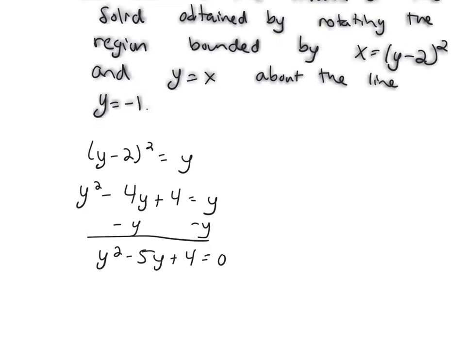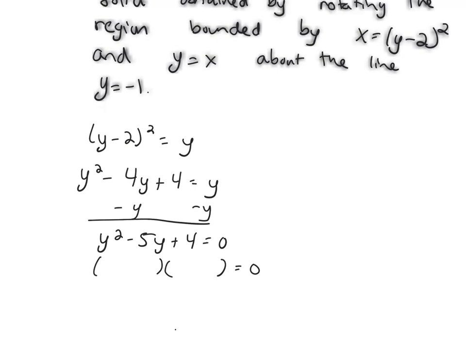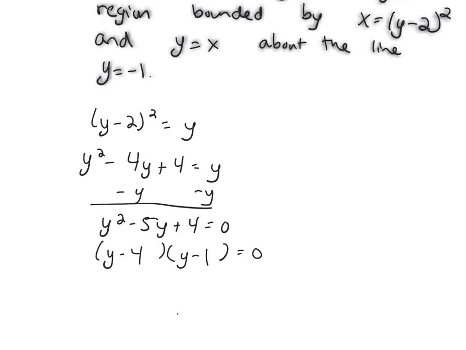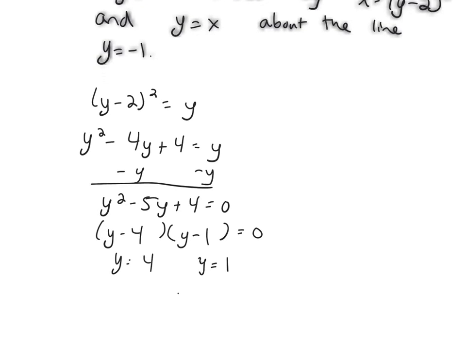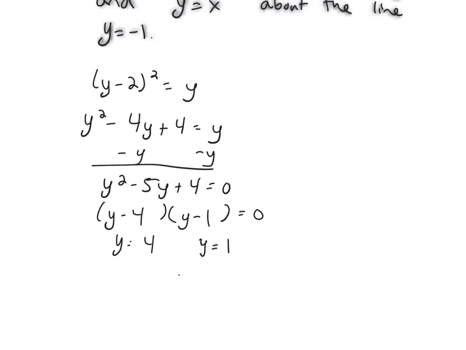And how do I factor that? Y minus 4, y minus 1. So I get two solutions. I get y equals 4 and y equals 1. To turn these into our actual points, you plug them into either equation, doesn't matter. Let's use y equals x, and you'll get the points 4, 4, and 1, 1.